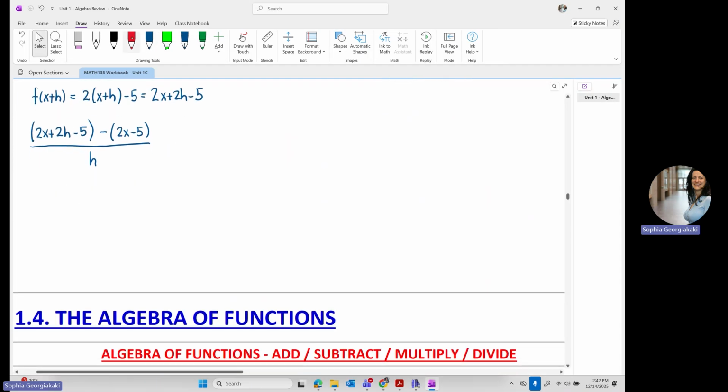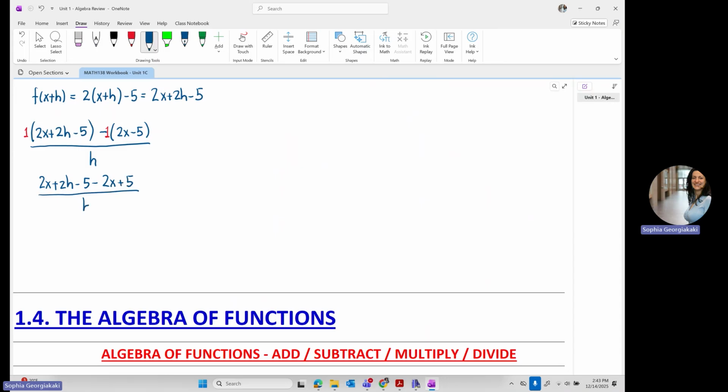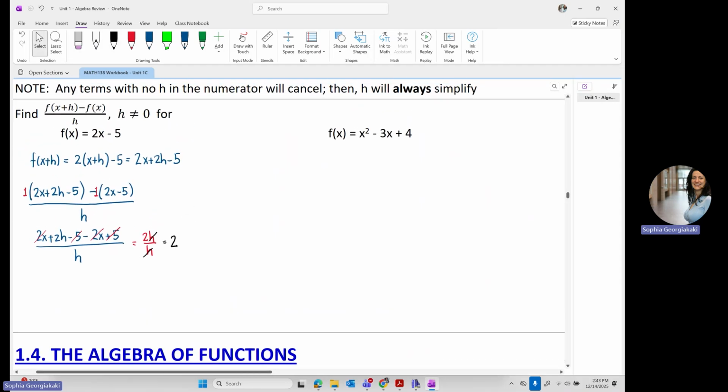The next thing to do is to distribute. I have a 1 in the first parenthesis and I have a negative 1 in the second parenthesis. So when I distribute, I have 2x plus 2h plus 5 minus 2x minus 5, divided by h. If I have done a good job, anything that doesn't have h will simplify. So I will have 2x minus 2x and 5 minus 5. So I'm going to end up with only 2h in the top over h, and the h's will cross off because h can divide 2h. So the difference quotient for this function is equal to 2.